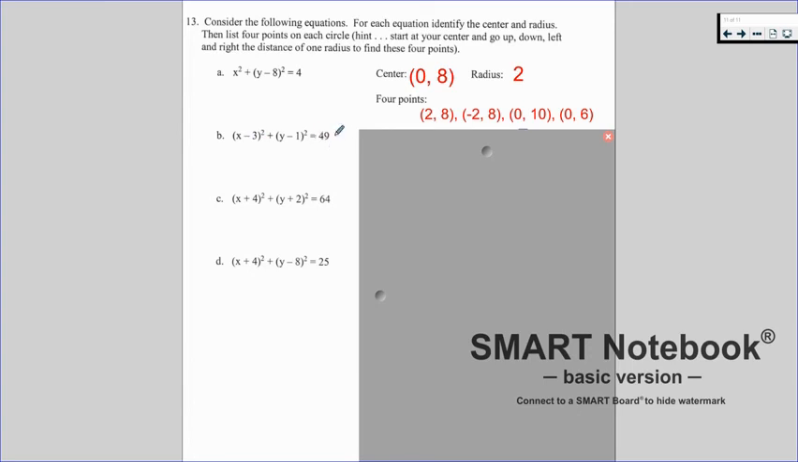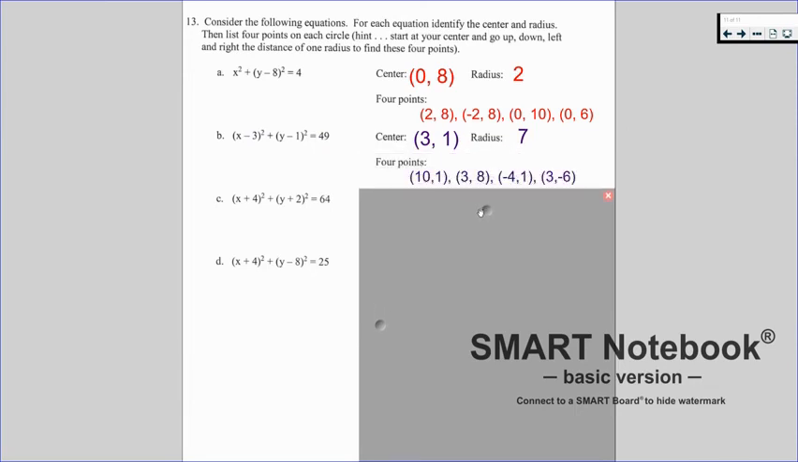Part B, here's the x part of the center, here's the y part of the center, and then I can see I've got 49. So the square root of 49 is going to be 7. So I've got (3, 1), radius is 7. Again, I can go left 7, right 7, up 7, down 7.